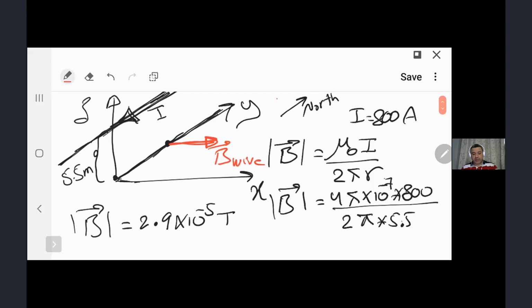The magnetic field due to the wire. Where did the value of mu come from? What is mu? Mu is the permeability of free space. It's a constant, mu naught for free space: 4 pi times 10 to the power minus 7.